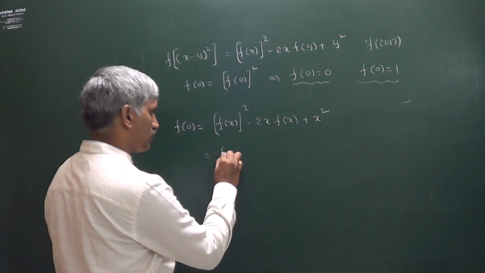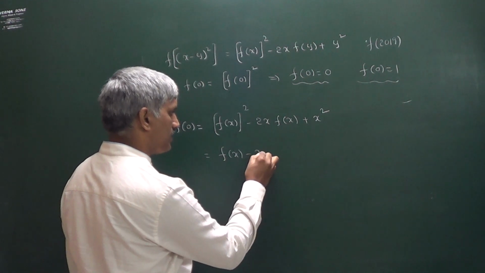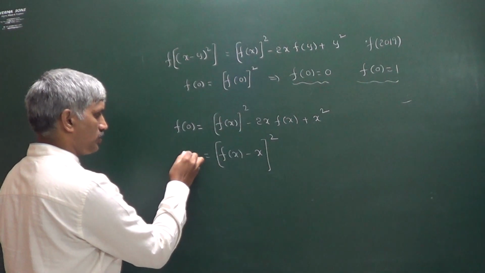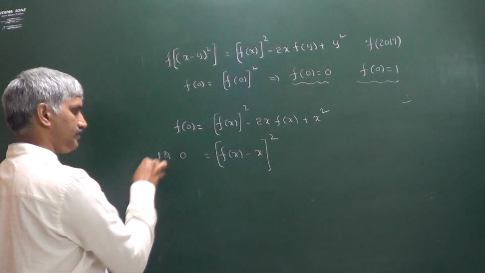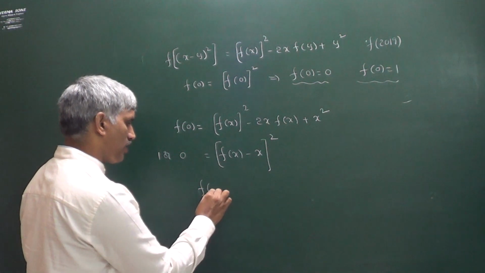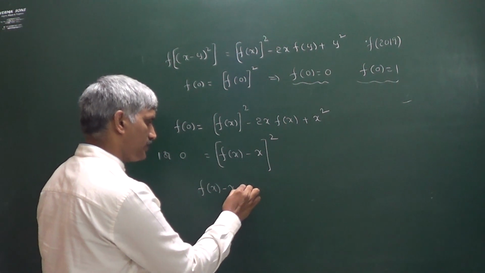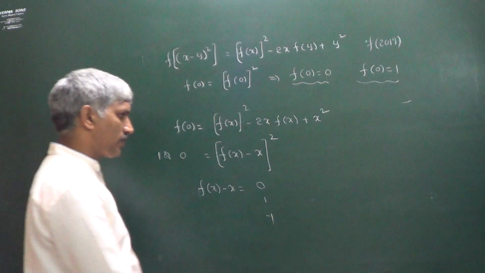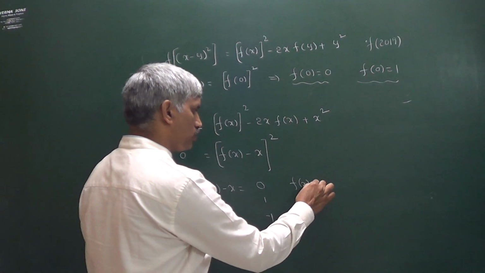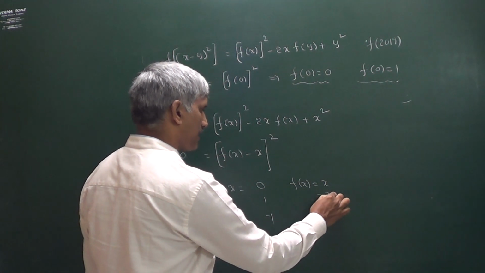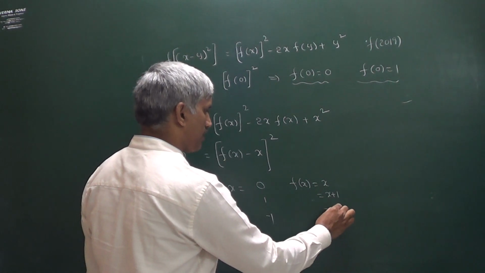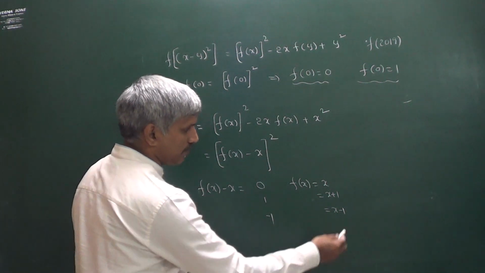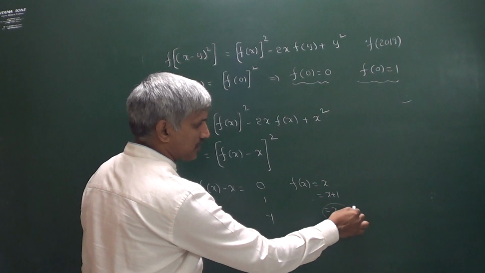Now again I can write this as f of x minus x whole square is equal to, we can write either 0 or 1. Now from this we can write f of x minus x is equal to 0 possible, 1 possible, minus 1 possible. Now from this I can say f of x is equal to x possibility, or x plus 1 possibility, or x minus 1 possibility. The function may be either x or x plus 1 or x minus 1, but f of x equal to x minus 1 is not possible.